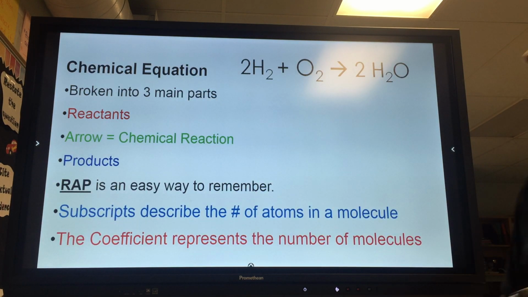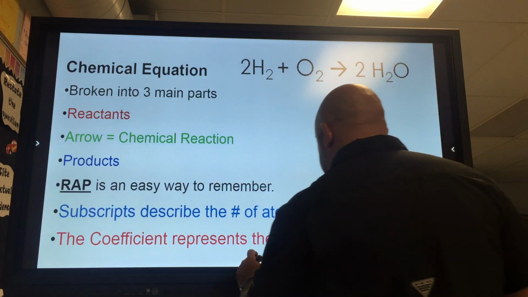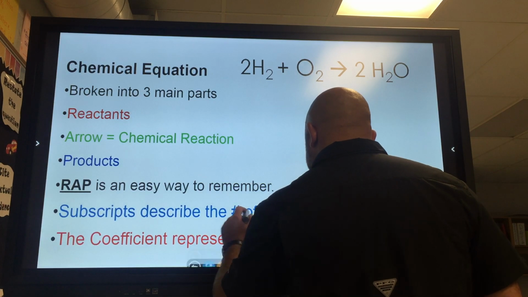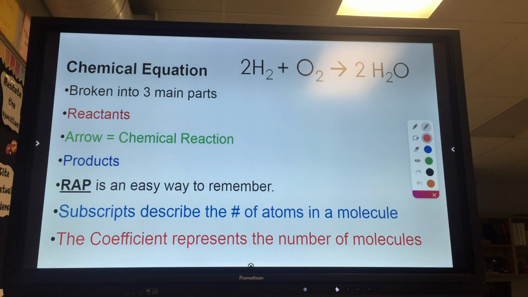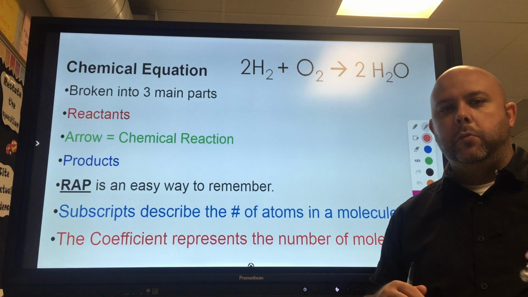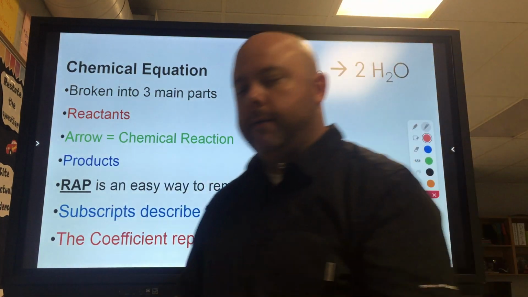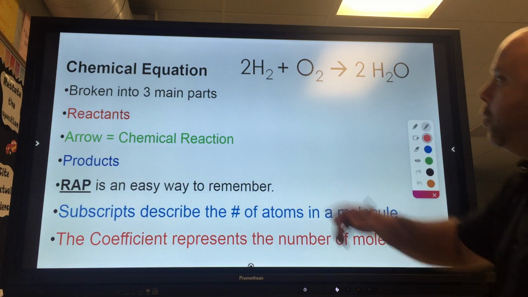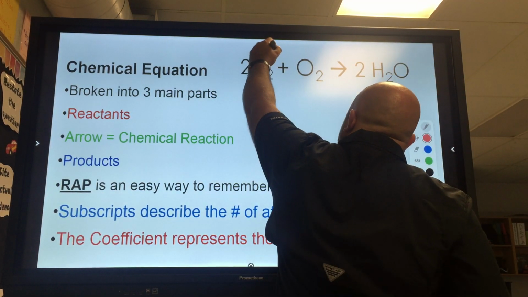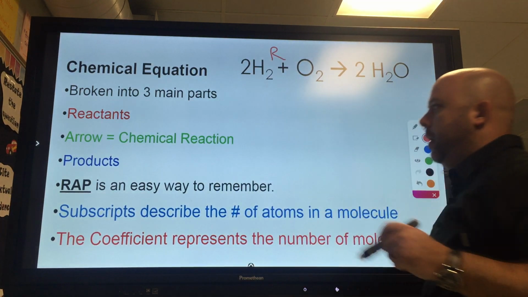All right, so a chemical equation. This right here is a chemical equation. It's telling me that you have something to begin with, it undergoes a change, and then you have something at the end. So there's three parts of a chemical equation. You have your reactants. I'm just writing an R up there.